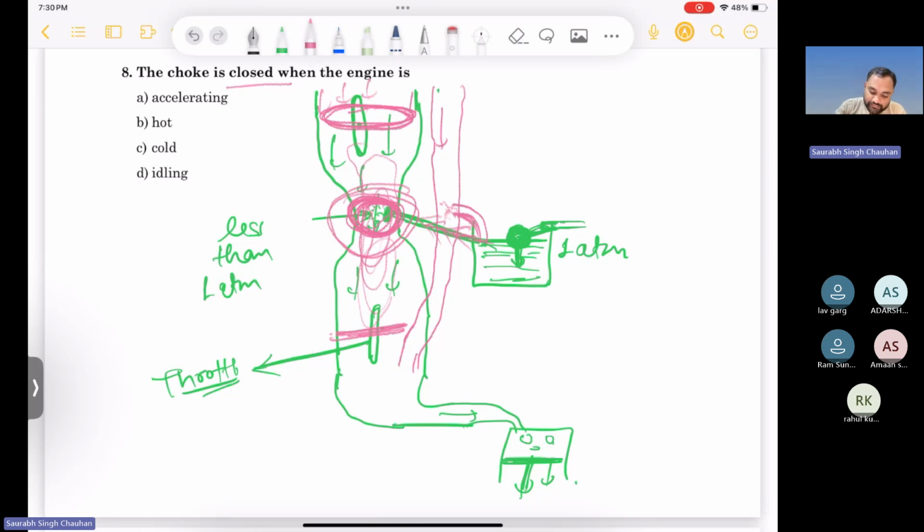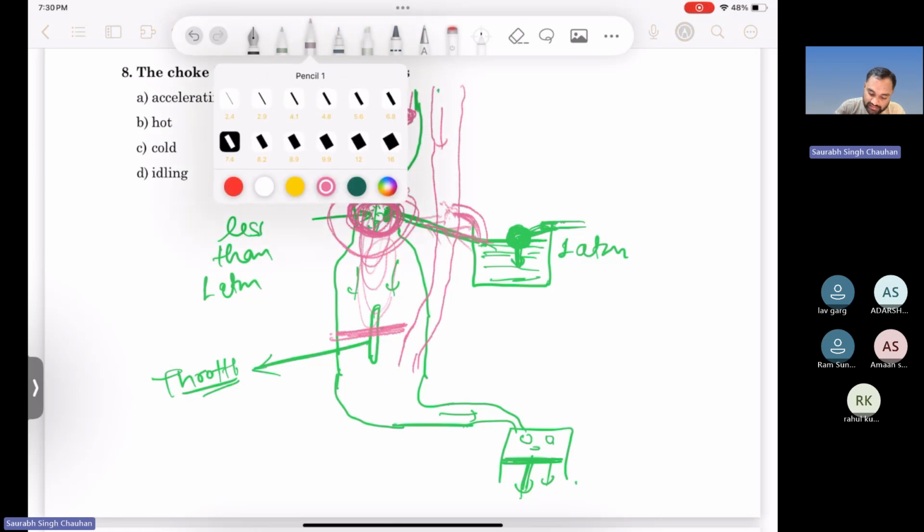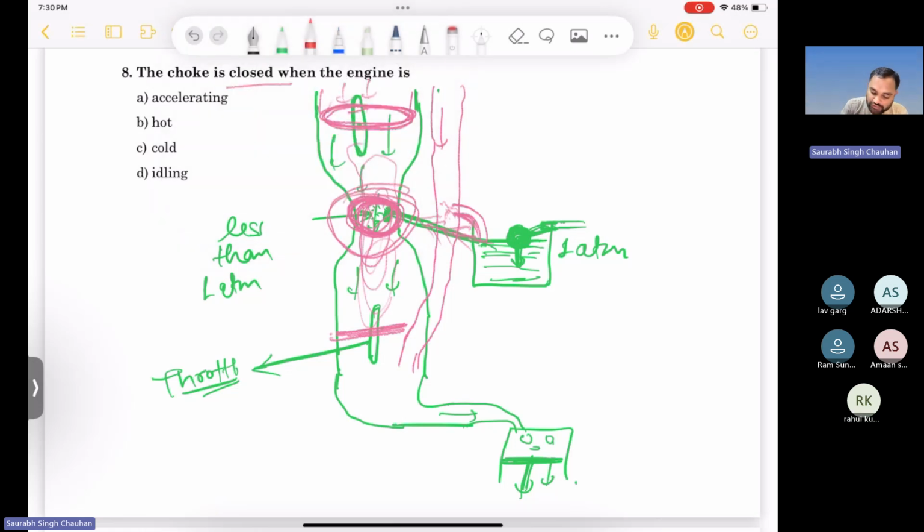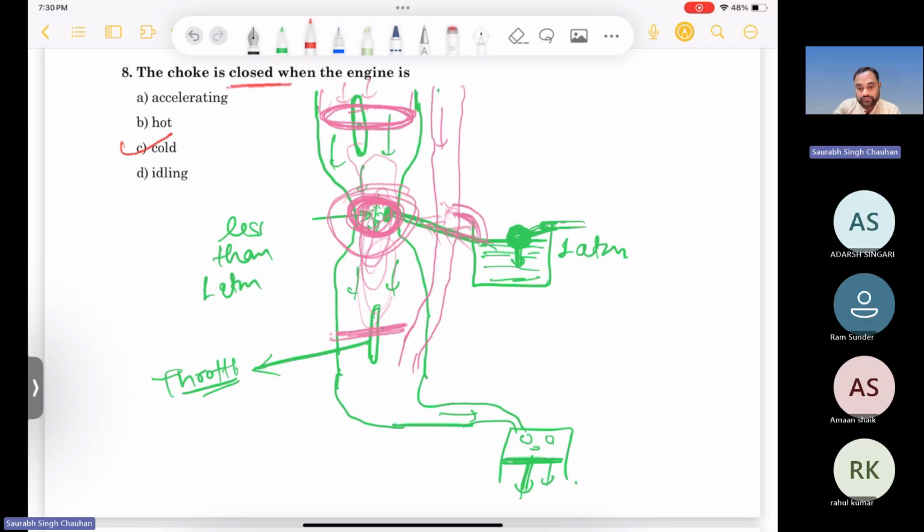Anyways, I think you have already got the answer. The choke valve is closed when the engine is cold. So once the engine is started, it is no more cold, and you can just open your choke valve.